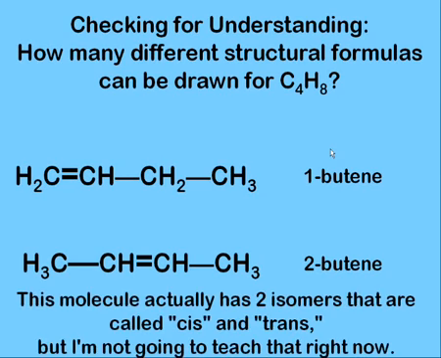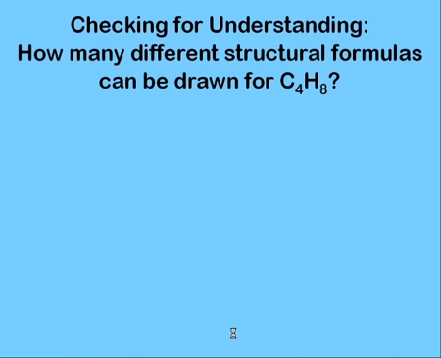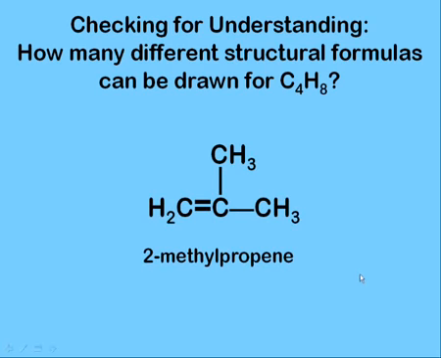So you might wonder, what else is there? Oh, and by the way, this particular molecule, 2-butene, actually has two different isomers that are called cis and trans. And those are geometric isomers, but I'm not going to teach that right now in this tutorial. Well, instead of having 4 carbons in a row, you could have 3 carbons in a row with a double bond, and this would be the molecule that you come up with. It's called propene when we have 3 carbons in a row and we have a double bond.